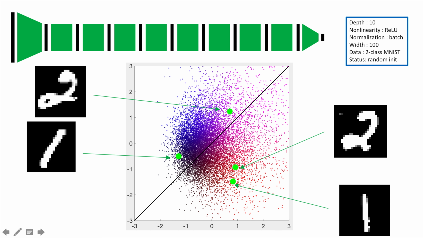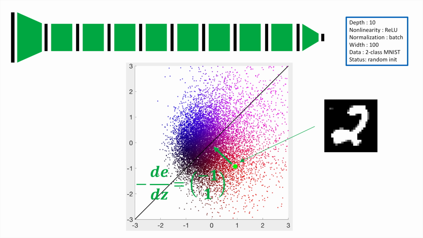We can look at individual data inputs. This one here, which is mapped to this location in the output space, is correctly classified, whereas this one is incorrectly classified. Similarly, this 2 is incorrectly classified, whereas this 2 is correctly classified.